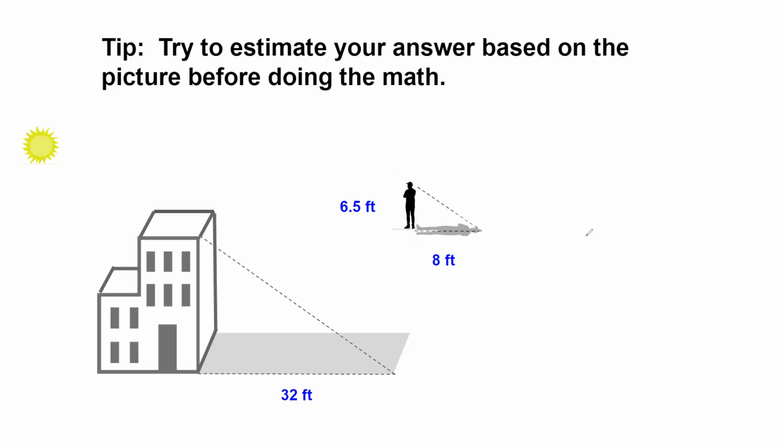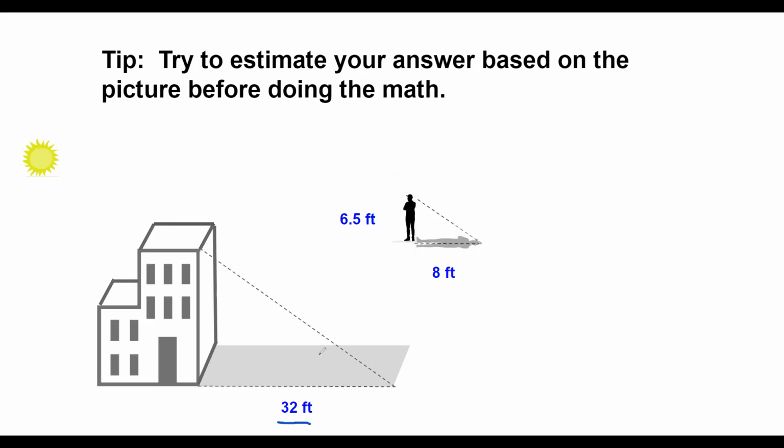So let's take a look at this from a practical standpoint. This is a 6.5 foot tall person, and they're making an 8 foot shadow. Their shadow is a little longer than they are tall. So that relationship is going to hold for the building. So we have a building that's making a shadow that's 32 feet. That means that the building is going to be a little bit shorter than 32 feet.